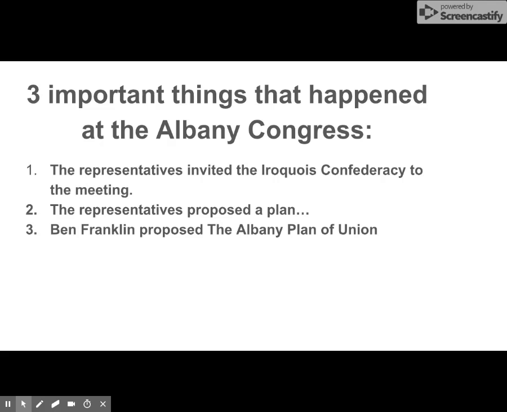Second, the representatives proposed a plan for having the militias from all the 13 colonies join together and fight against the French and their Native American allies. The idea of joining together for defense was an idea that colonists got from the Iroquois. The representatives thought that if different colonies joined together like the 5 tribes of the Iroquois Confederacy had done for many years, Britain could win the French and Indian War.